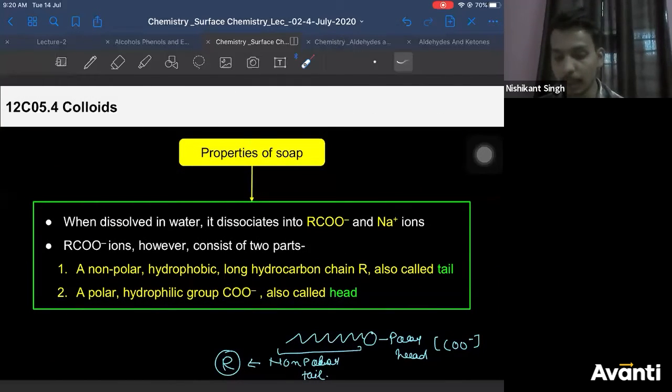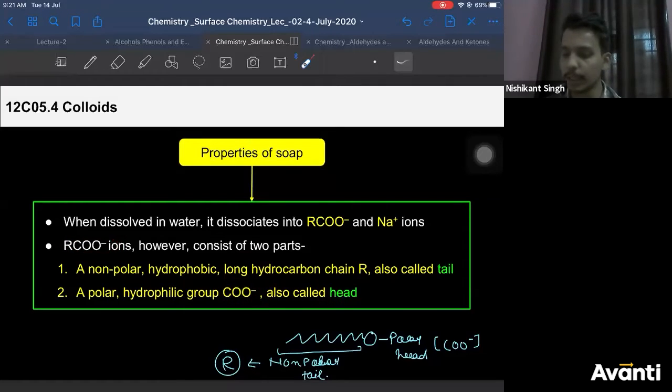Then you studied properties of soap. When you dissolve a soap in water, it acts as an electrolyte. It gets dissociated into its ions, that is RCO minus and Na plus. Right? RCO minus itself consists of 2 parts. What were those 2 parts? Non-polar hydrophobic part and polar hydrophilic part. Correct? So the non-polar hydrophobic part was your hydrocarbon chain, R, basically R. In RCO minus, R was known as your tail, whereas CO minus was known as your head, correct?